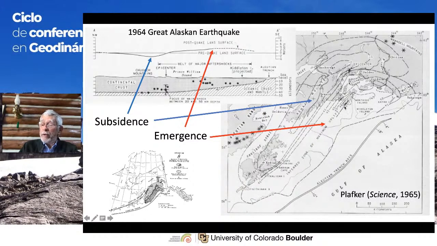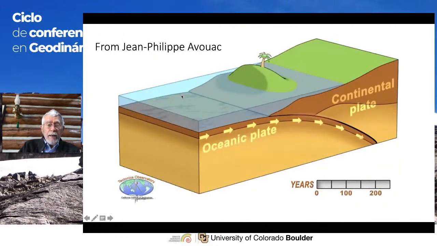Lots of ground that had been below sea level emerged in this area. And this area back over here subsided, went below sea level. This went down in a profile drawn across. You have subsidence in the backside over here, and you have emergence over in here. And Plafker recognized that the way to do that was slip on a gently dipping fault.